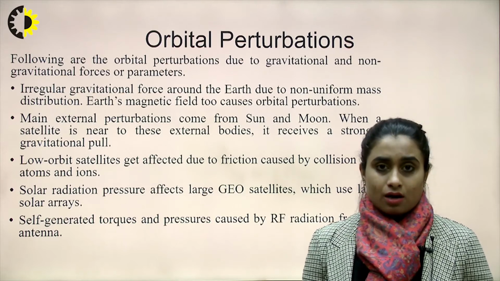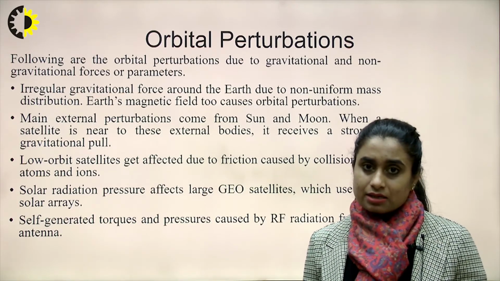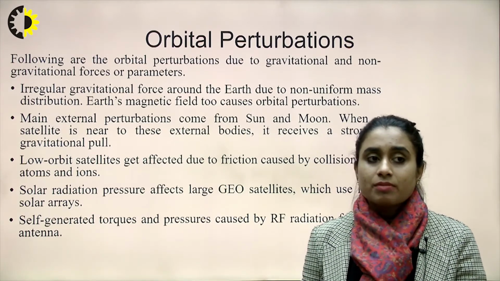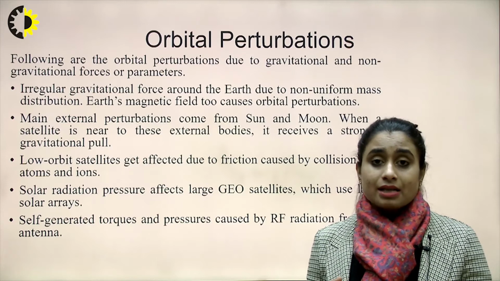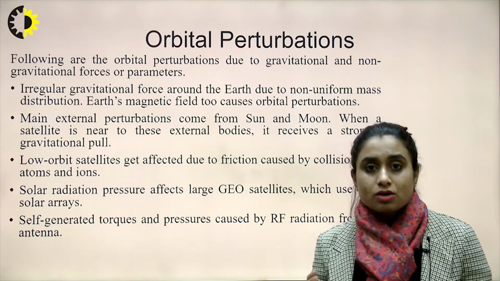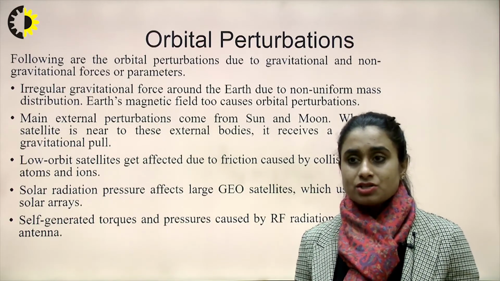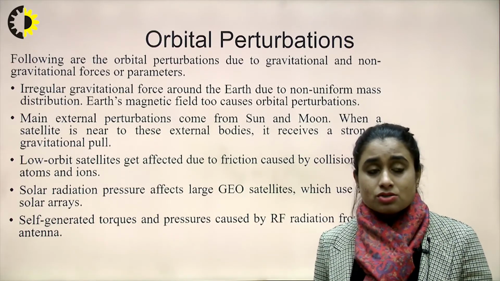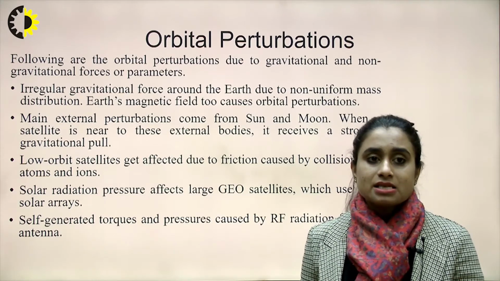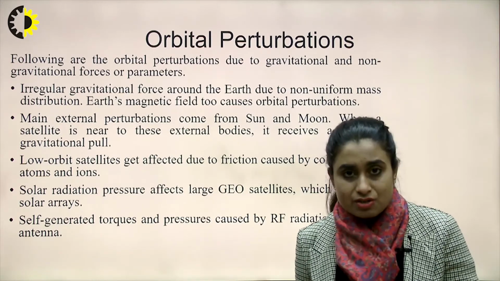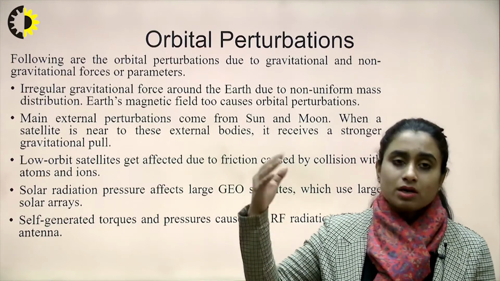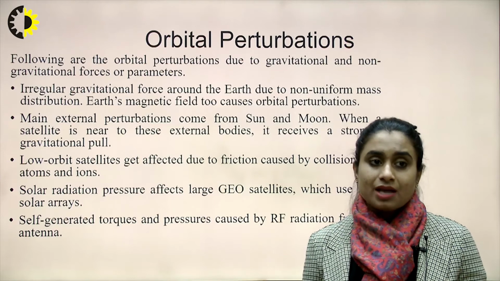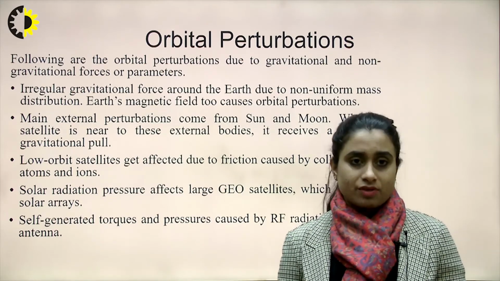Now the question is, do they act in a similar manner on low Earth orbit, medium Earth orbit and geostationary orbit? No. LEO satellites, that is low Earth orbit satellites, are closer to Earth's surface. So gravitational pull is more dominant in LEO, right? So low Earth orbit satellites are more affected by gravitational pull as compared to MEO or GEO, right? So this is due to friction caused by collision with atoms and ions which are closer to Earth's surface, right?